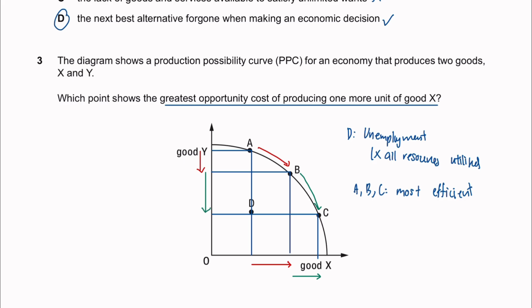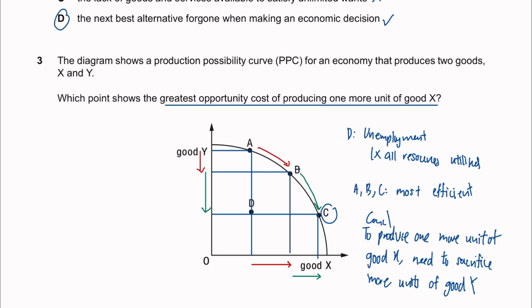So you can see this question is asking you which sacrifice is bigger. So you can compare, and then you can see this one clearly there's more sacrifice because you just produce this small amount of good X, but you sacrifice so much. So this is the answer. C is the answer. So to produce one more unit of good X, you need to sacrifice more units of good Y.